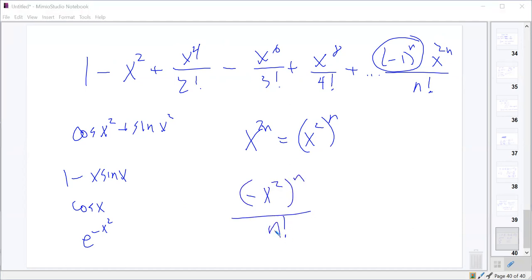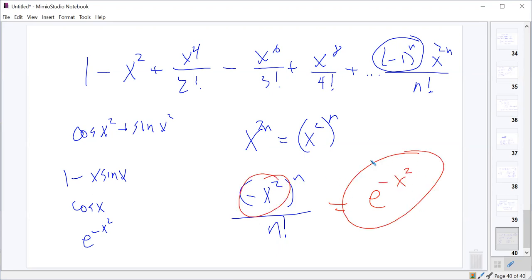And so hopefully we recognize that this is some function to the n over n factorial, which is the series for e to the x, or e to the u. So this should be e to the -x squared. Does that make sense?